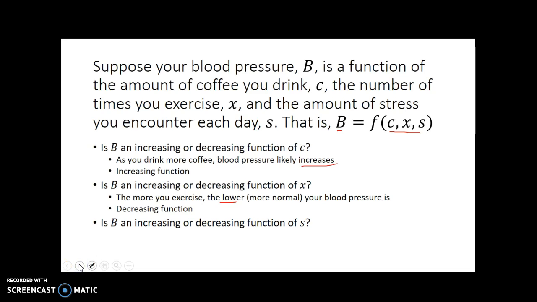And finally, is B an increasing or decreasing function of S? Well, the more stress you encounter, the more stressed out you are, and probably the higher your blood pressure is as a result, maybe from that fight or flight reaction. So I'm going to argue that the more stress you have, the higher your blood pressure is, and therefore this is an increasing function.